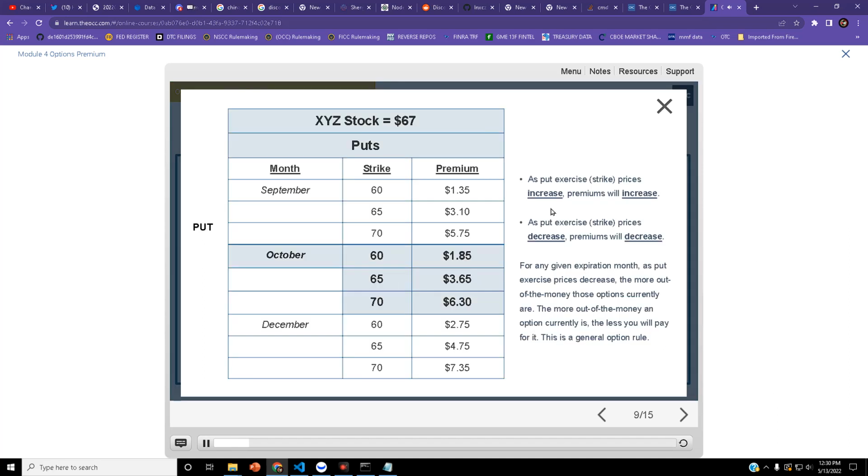Puts work the same way as calls, though in reverse order. As puts move closer to or further in the money, the premiums increase, just as with calls. However, remember that puts are in the money when the strike price is above the share price, so the higher the put strike, the more expensive it becomes.